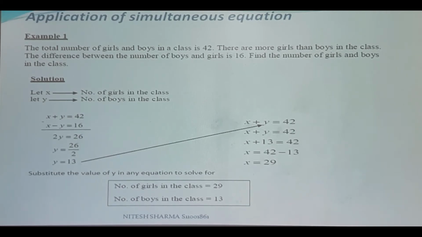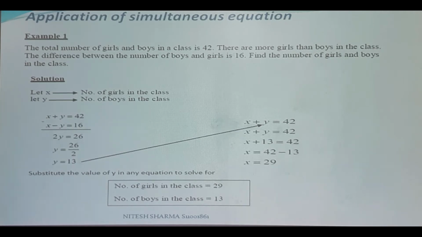If you look at the question, the total number of girls and boys in a class is 42. There are more girls than boys in the class. The difference between the number of boys and girls is 16. Find the number of girls and boys in the class. So, we want to find the number of boys and girls in the class.